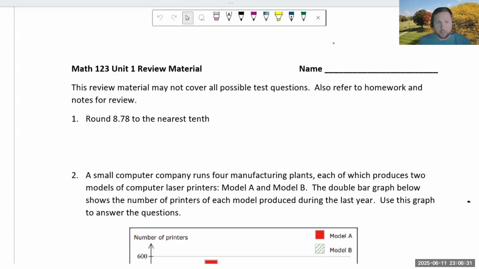Number 1, round 8.78 to the nearest tenth. The tenths place is right there. Since the 8 is 5 or more, I'm going to round up. So this is 8.8.